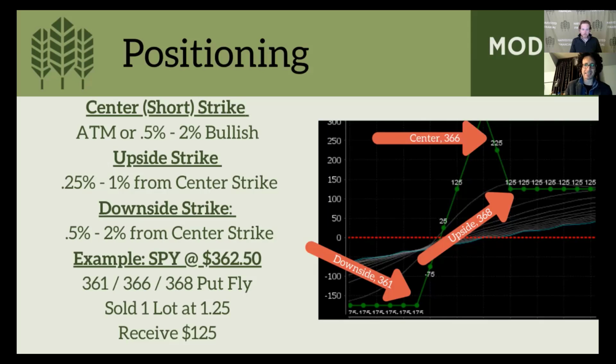Our downside max risk is 175. Our profit zone over here would actually be between the stock price at 364 and 368, and our super max gain, which would happen at a stock price of 366, the true center of our modify. And again, this is how we would adjust all of our different strategies each week.